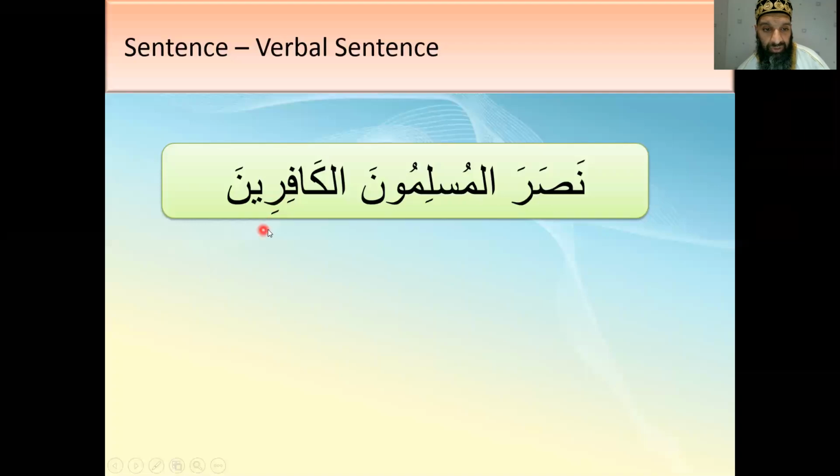What's this one? Kafirina. Kafirina could be majroor or mansoob, but we know in a verbal sentence it's going to be mansoob. Kafirina is mansoob. So the Muslims helped the disbelievers. Yeah, you get that? Look at this. You look at the verb nasara, he helped. Who helped? You use a singular. Nasara, he helped. But then look at here.